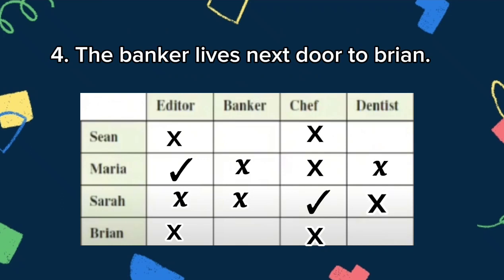The last clue: the banker lives next door to Brian, so Brian is not the banker. He must be the dentist, and because of that, Sean cannot be the dentist. So he is the banker. That's the last option for Sean. So we now know that Sean is the banker, Maria is the editor, Sarah is the chef, and Brian is the dentist.